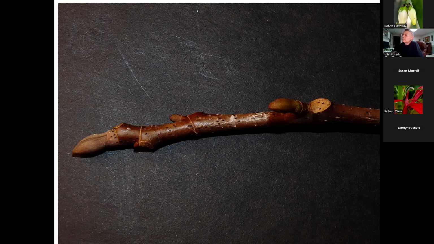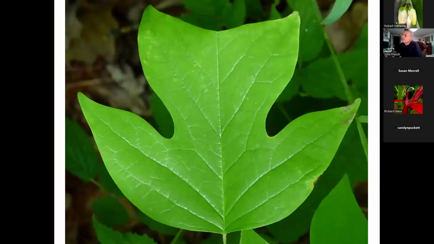Leaves truncate or V-notched? V-notched at the apex, right? Yeah, V-notched at the apex. Sometimes they call that emarginate.